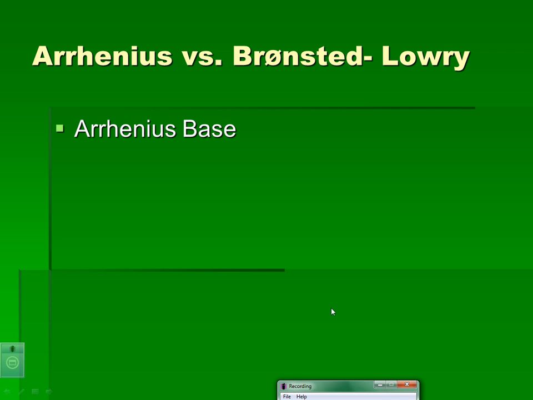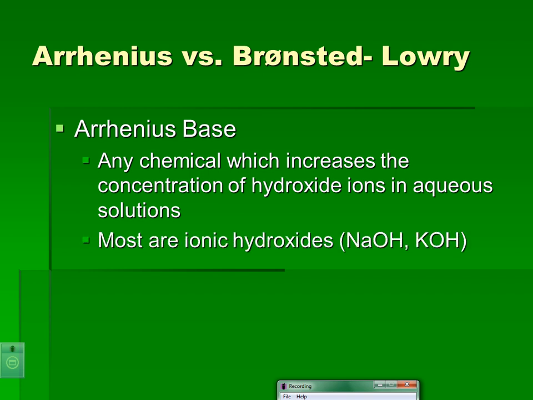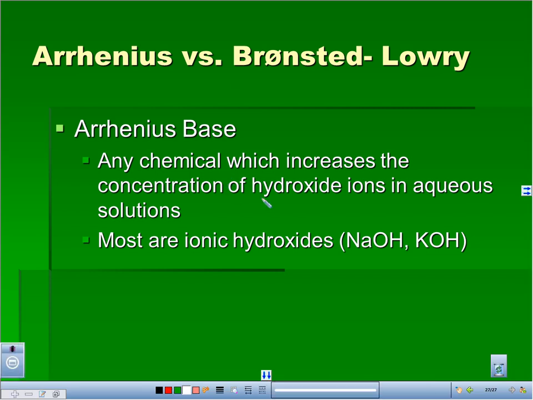All right. What about bases? Their definitions are a little different. Acid definitions seem pretty similar. Arrhenius bases and Bronsted-Lowry bases definitions are a little different. So let's talk about that. First of all, an Arrhenius base is any chemical which increases the concentration of hydroxide ions. Hydroxide ions. What's the formula for that?